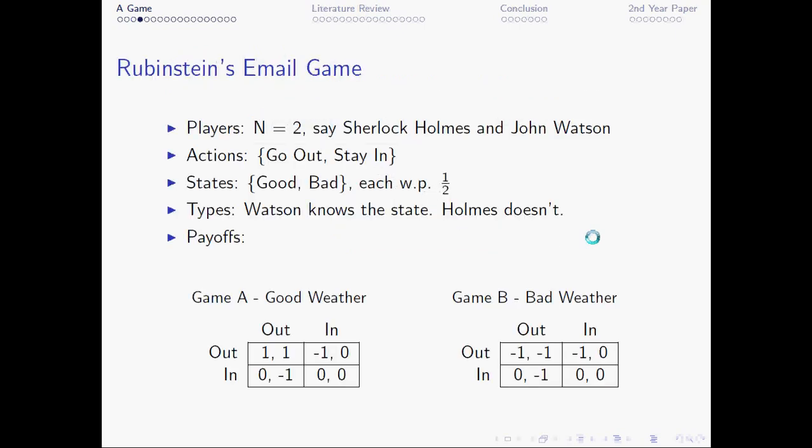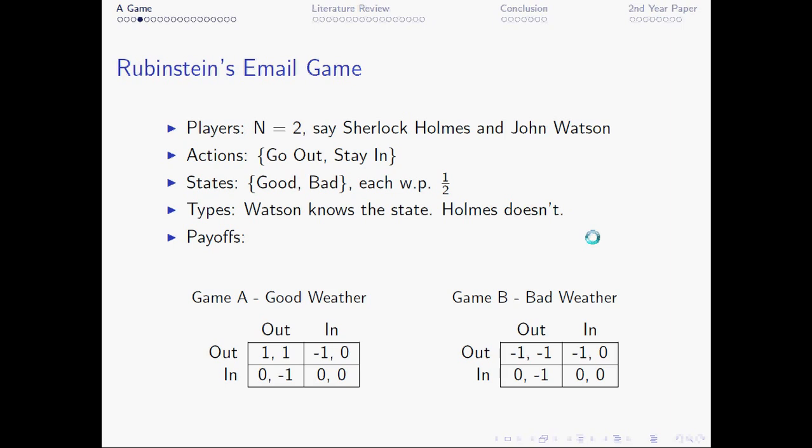So now, Rubinstein's email game is the single most important example in this literature. I think some of you may know this game, but I will repeat it anyway. But I think all of you know who Rubinstein is. He's the guy who does a lot of bargaining.